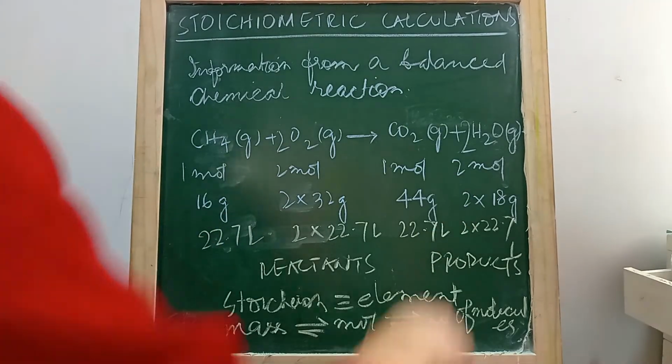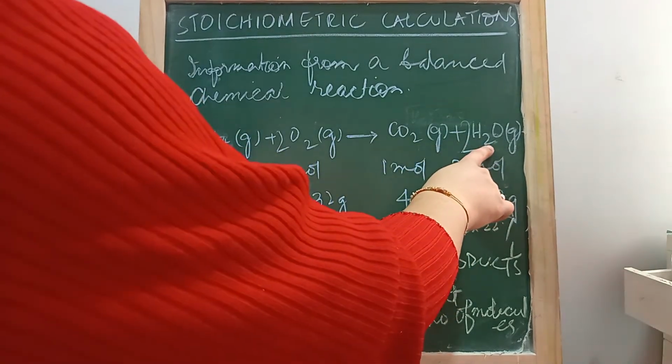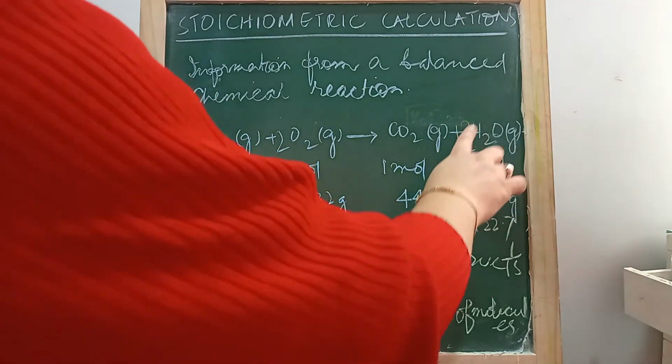So hydrogen is not balanced. So we'll start from hydrogen. In order to balance the hydrogen atoms, we'll make these two atoms four, because here we are having four. So let's make this four. How will we make this four? Put a two before water. So it becomes, write two.